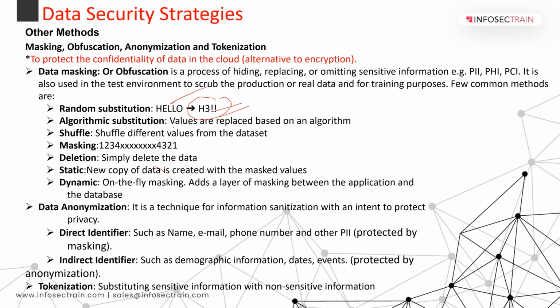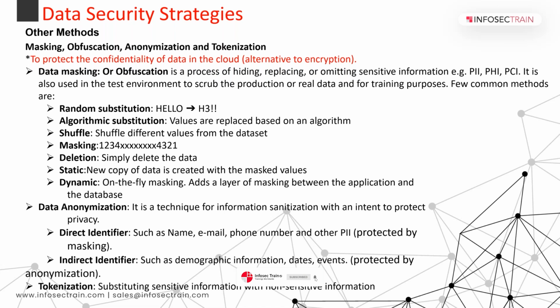Then you have algorithmic substitution, where the main live data is substituted with a defined algorithm. In that case also, you will have your master data set stored separately. Masking we have discussed. Deletion is normally where you don't give your live data, or you don't store your live data. Okay.